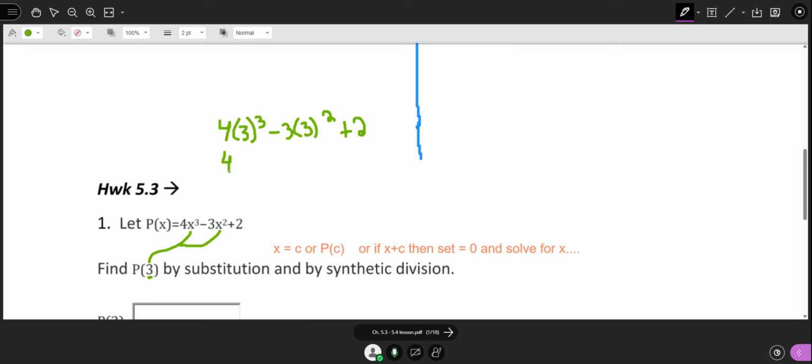3 cubed is 27. 3 squared is 9. And then pull out Mr. Goodbuddy. 4 times 27 is 108. Do I have to do this by hand all the way through here? No, not really. I could have put it in Mr. Goodbuddy at this point right here, and got 83.